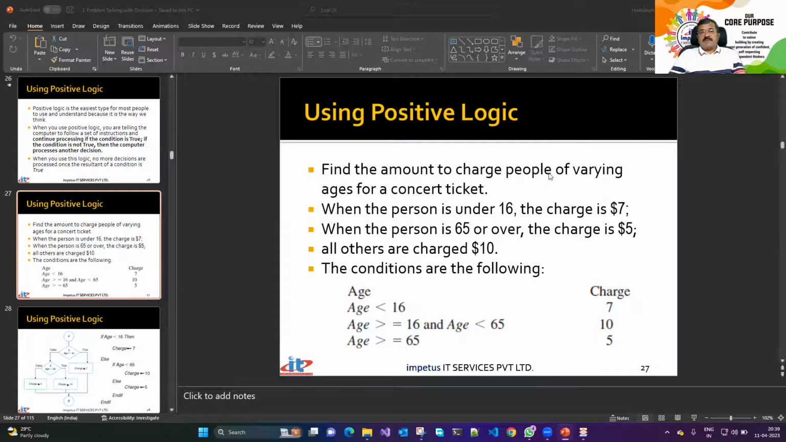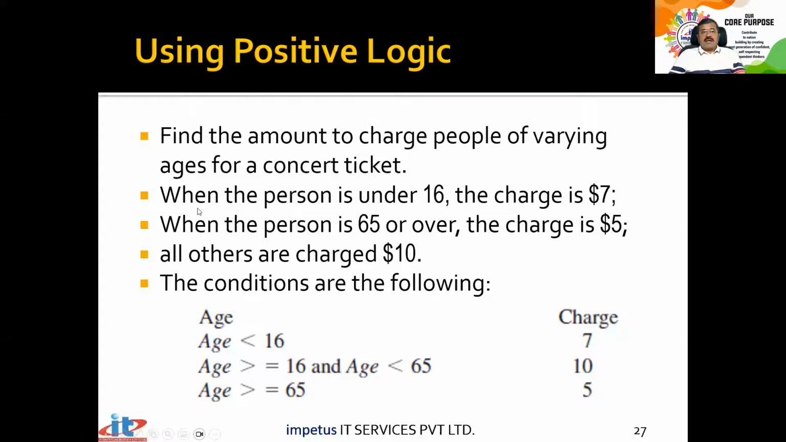Find the amount to charge people of varying age for a concert ticket. So there is some program somewhere in some concert hall, and we are supposed to decide upon the ticket that we are supposed to charge. When a person is under 16, the charge is $7. When the person is 65 or over, that means he's 65 or more years old, then we are going to charge him $5. And for all others, the charge is $10.